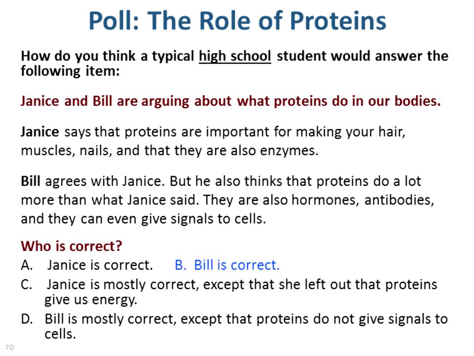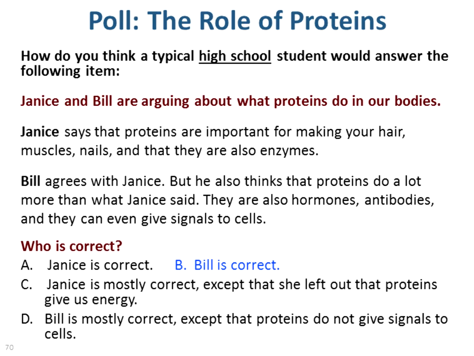So let's do another quick little poll in terms of what students know about proteins. How do you think a typical high school student would answer the following item? Janice and Bill are arguing about what proteins do. I'm going to let you read this. I already told you B is correct, but I want you to think about what a high school student would answer. So take a couple of seconds to do this poll, and then we'll see what you say, and I'll show you what we found.